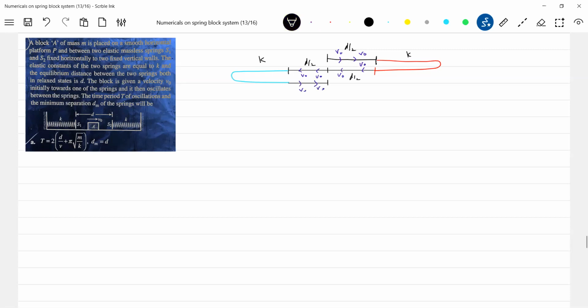How can we write the total time? Okay, I think I'll write T only. This will be 2d by v, straight away you can write it. Then half of the time period of oscillation for it: pi root m by k plus pi root m by k. So total it will be 2d by v.